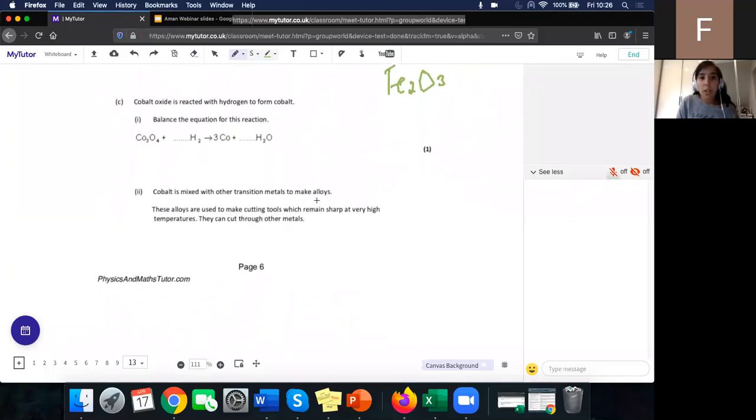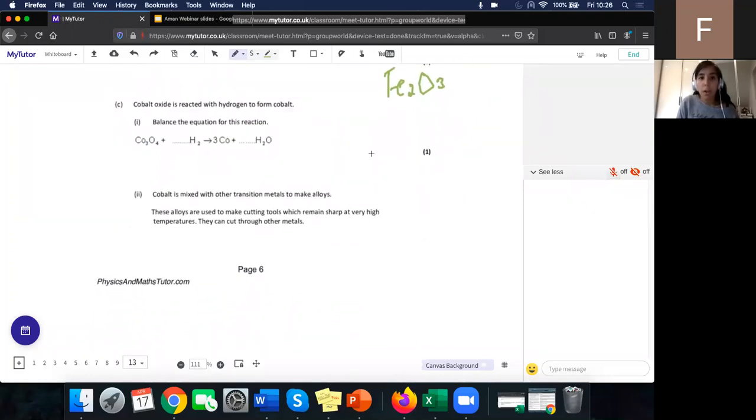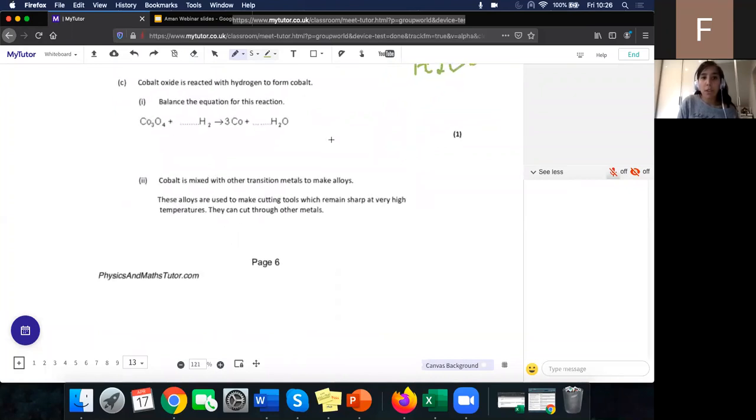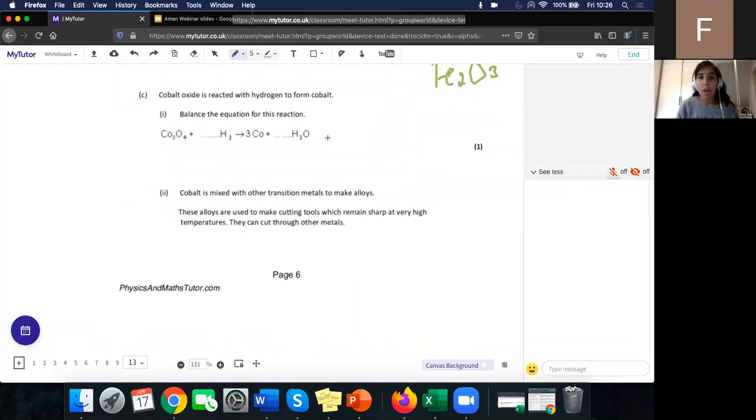Cobalt oxide is reacted with hydrogen to form cobalt. Balance the equation for this reaction. So this is a balancing equation. How do we balance this equation? This is going back to what we did on Monday. What do we need to do to balance this equation?